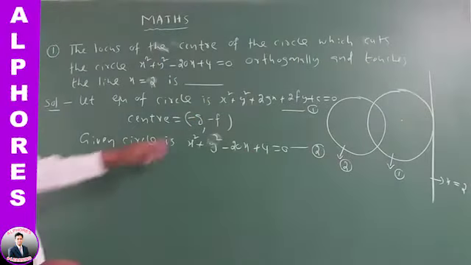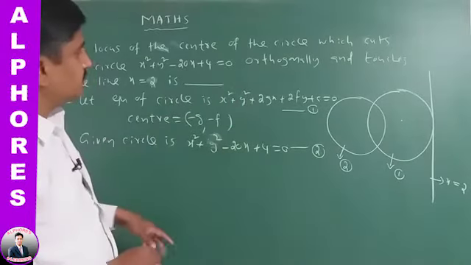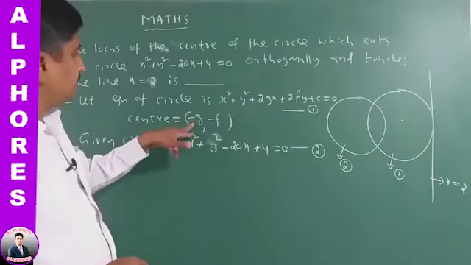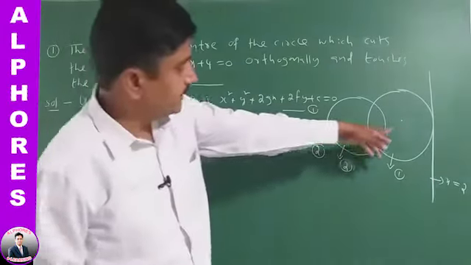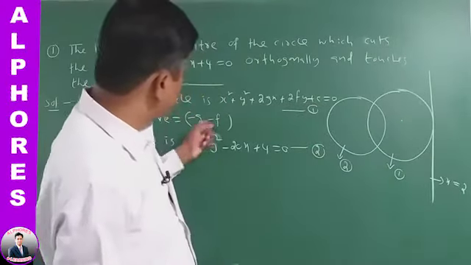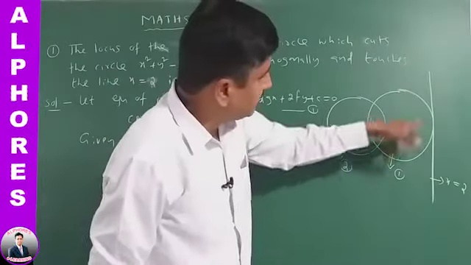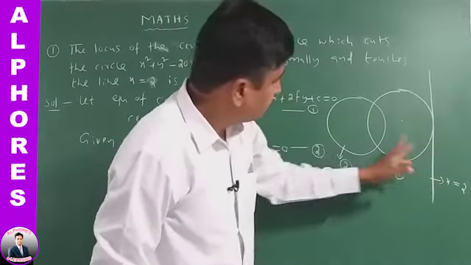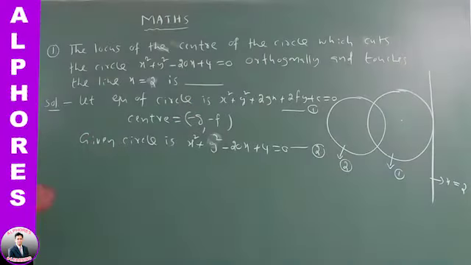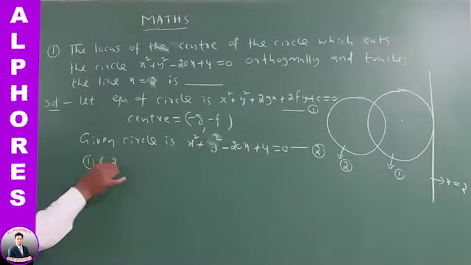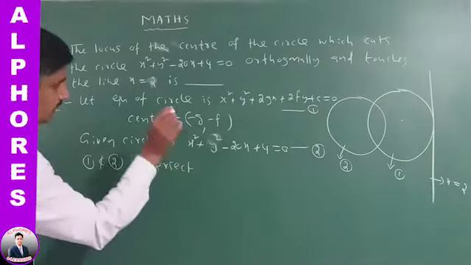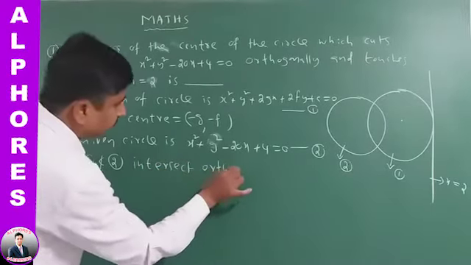Here, first, these two circles intersect orthogonally. The question is: the locus of the center of the circle x² + y² + 2gx + 2fy + c = 0, the circle touching the line x = 2 and intersecting circle 2 orthogonally. Okay, now here 1 and 2 intersect orthogonally.